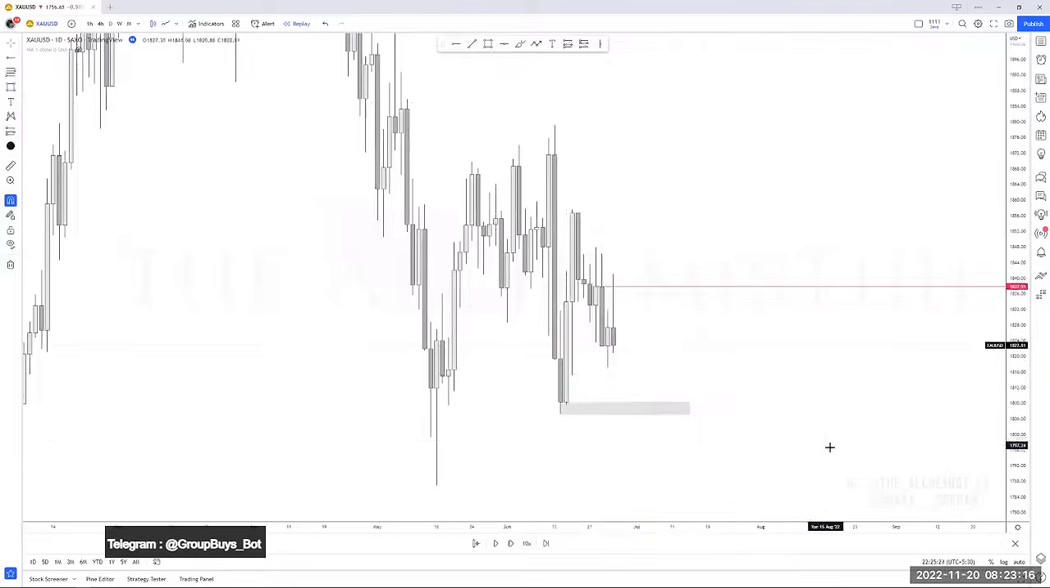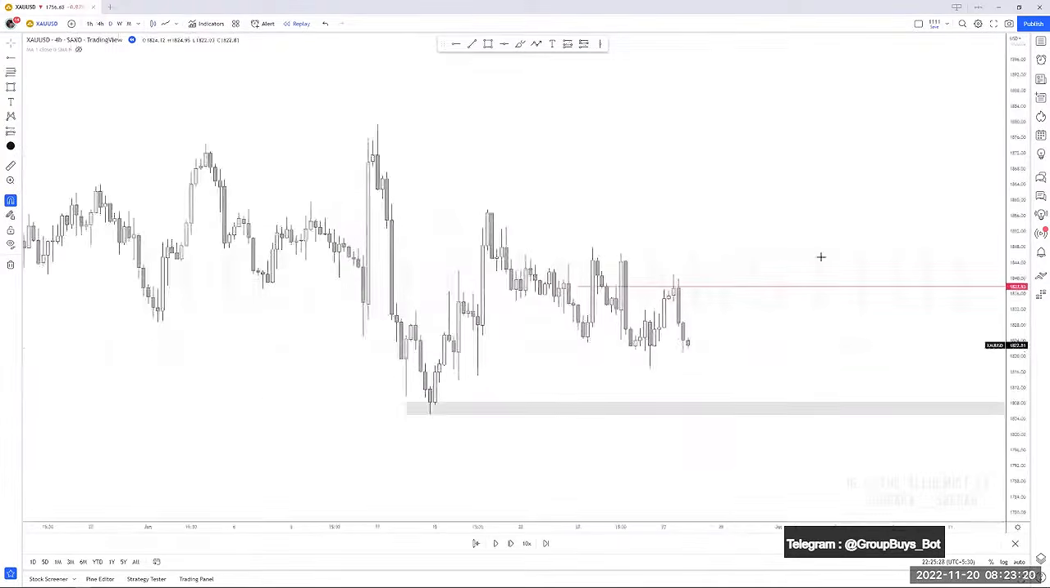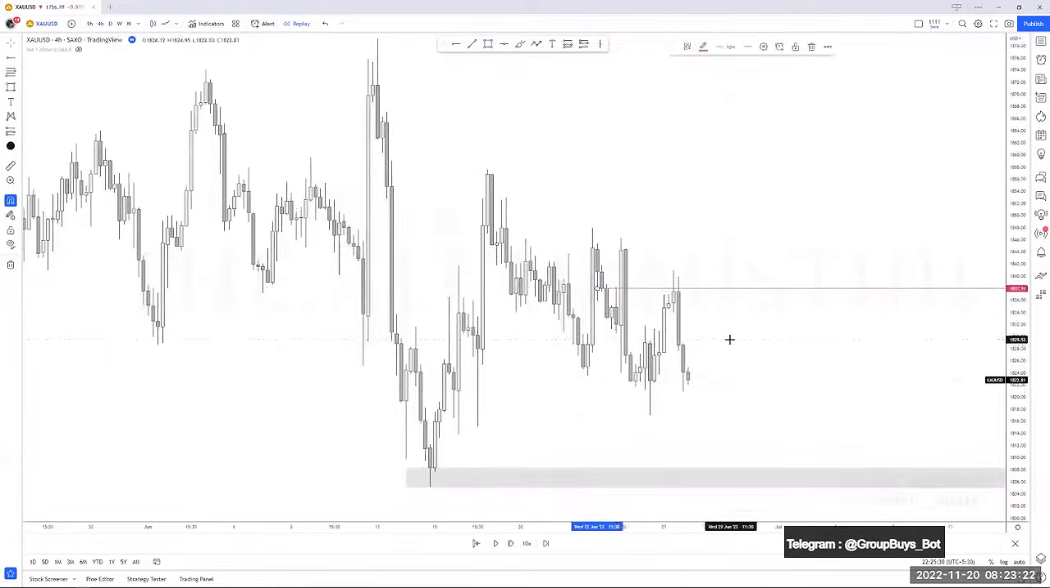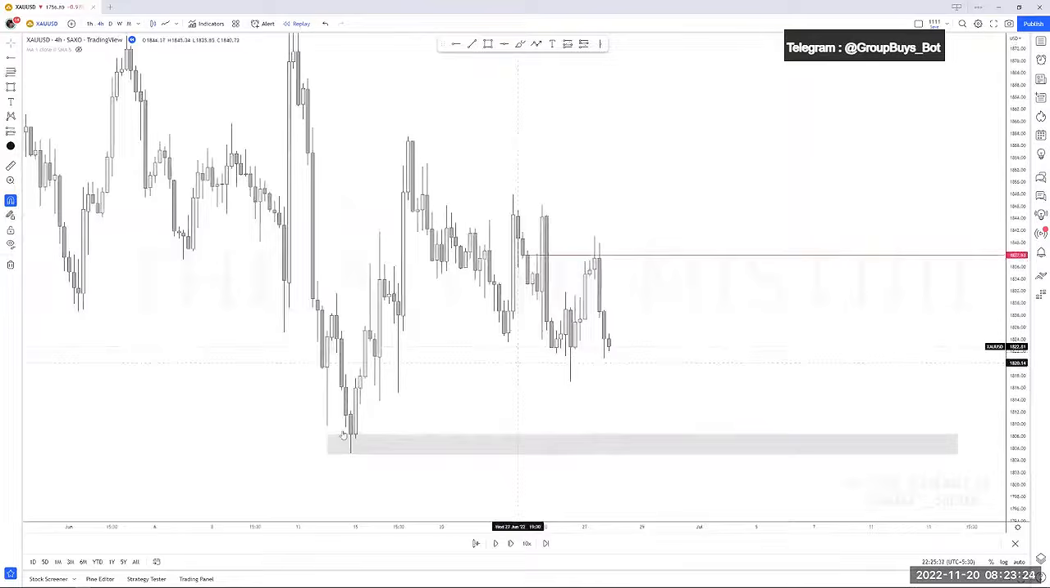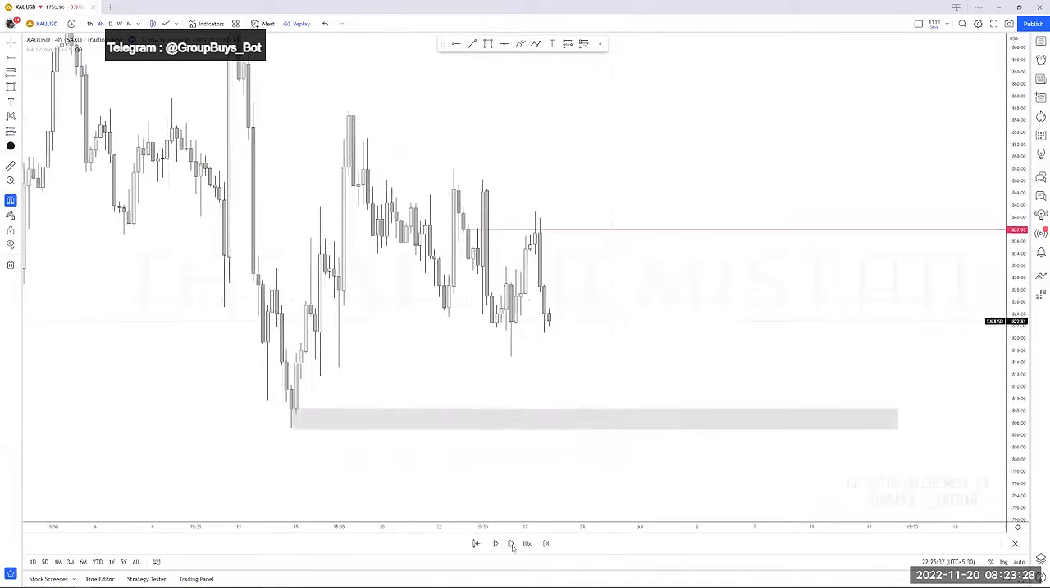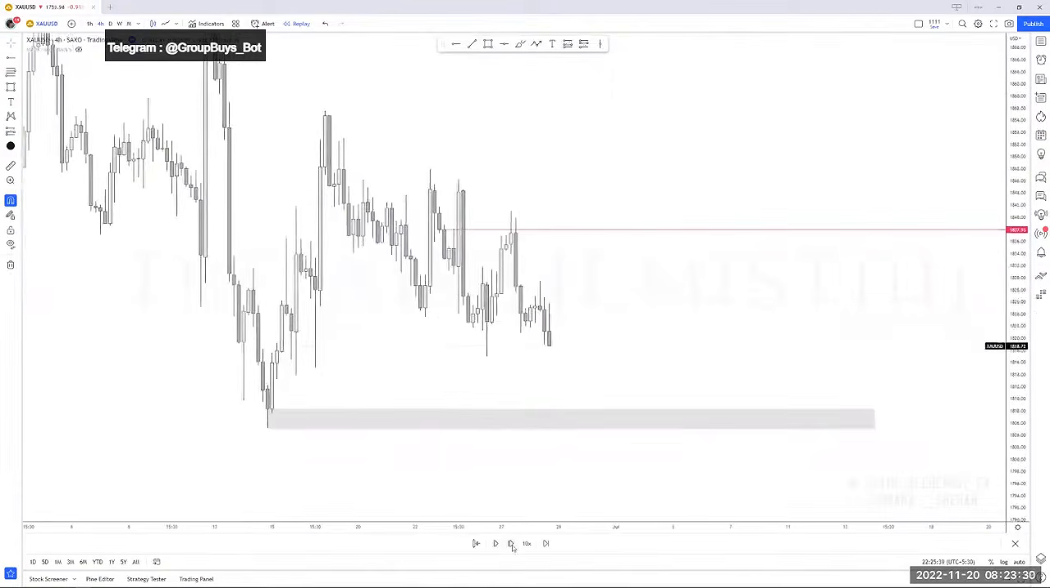So until it gets there, what are you going to do? Until it gets there, sell it. Okay, so until it comes here, you will keep on selling it. Don't bother about the buy setups. Just solely focus on sells only. So let's patiently wait.